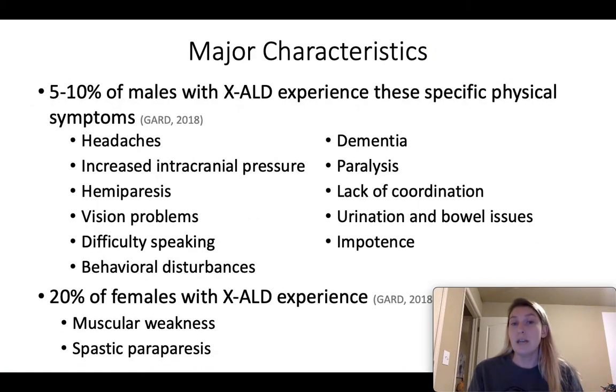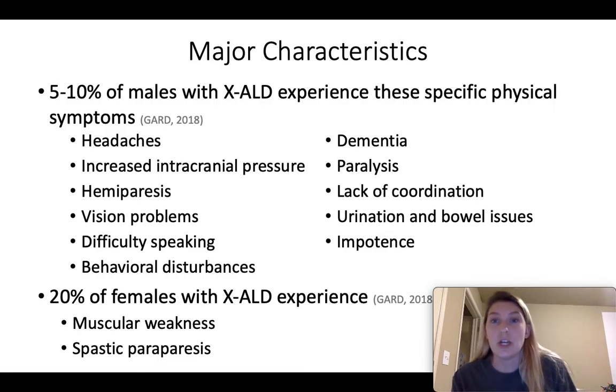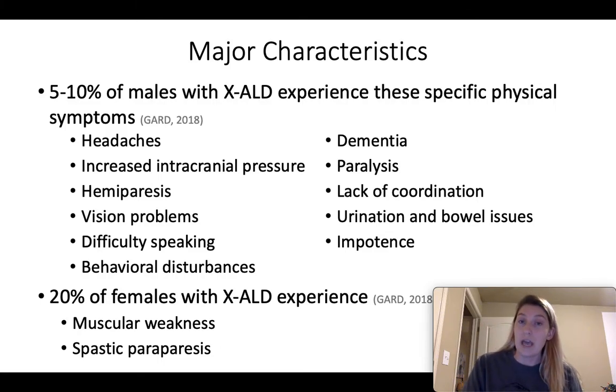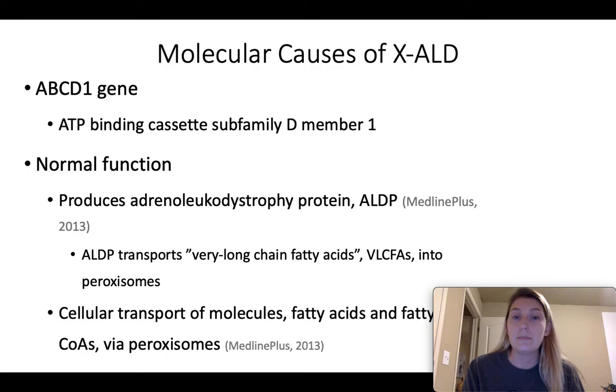So 5 to 7% of males with XALD are going to experience these specific physical symptoms. Not reading off all of them, but having headaches due to increased intracranial pressure, paralysis, and dementia. Also, females can have XALD. 20% of females with XALD will experience muscular weakness and spastic paraparesis.